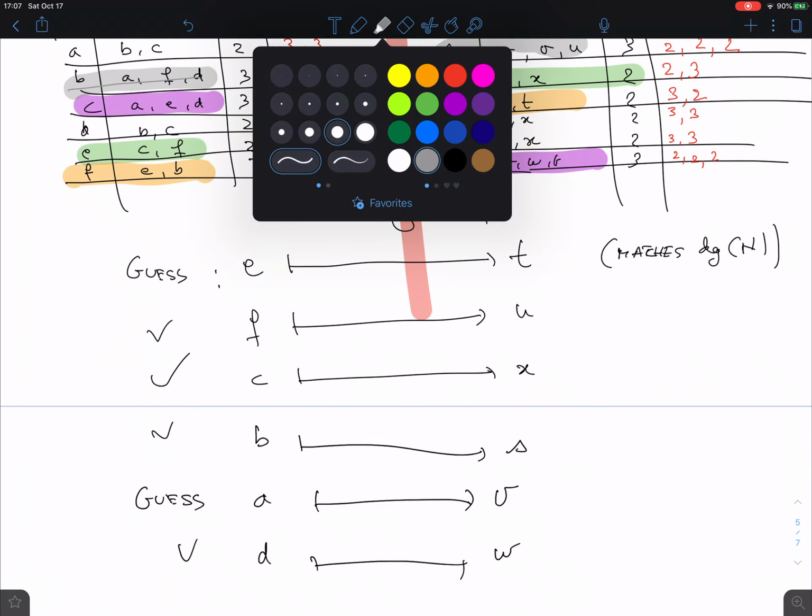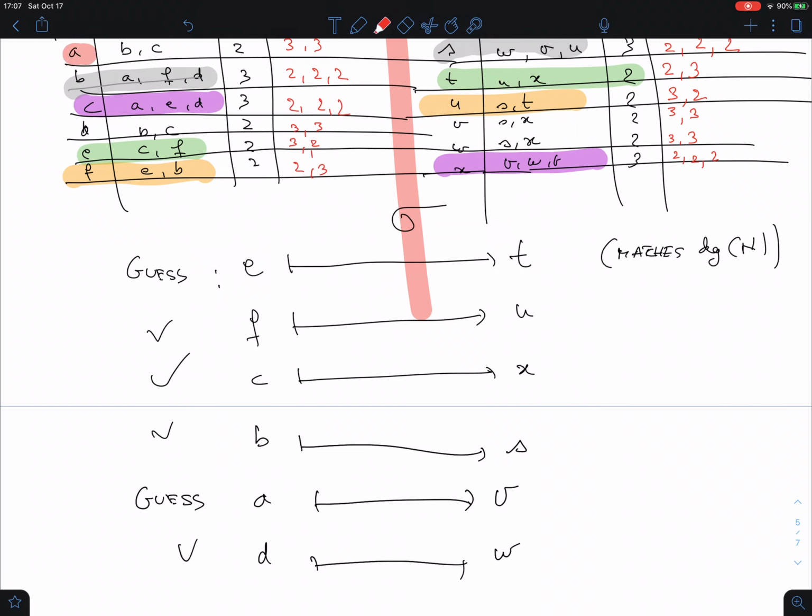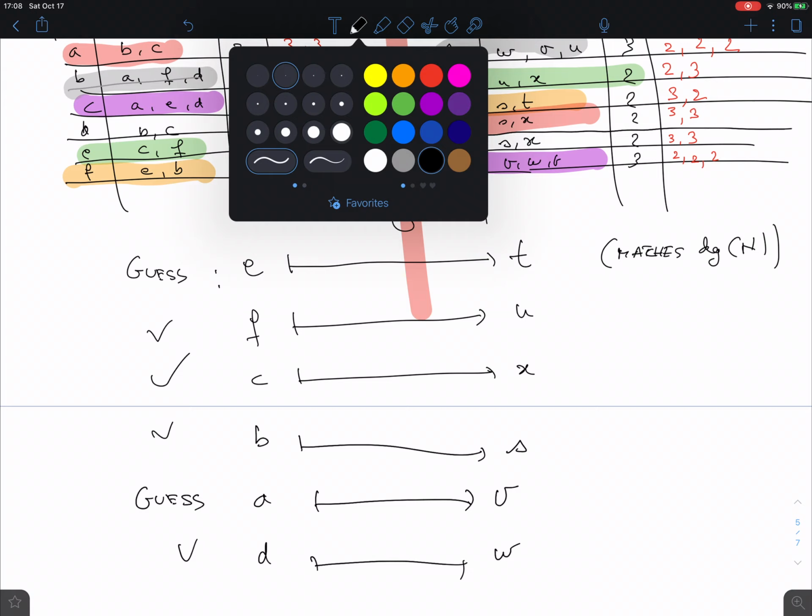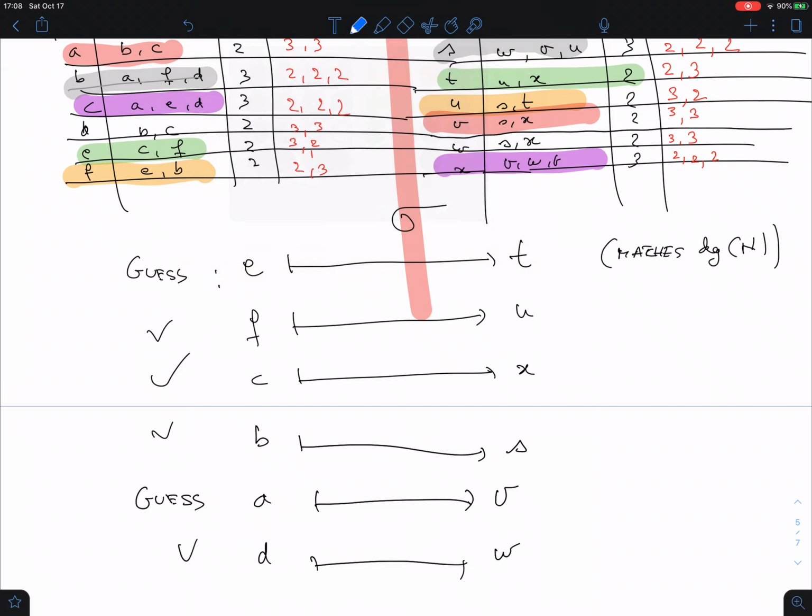So just color coding everything. So we have here, let's do red. The A goes to V, okay, and then this line is some of them, and then finally my last one, blue. This blue.